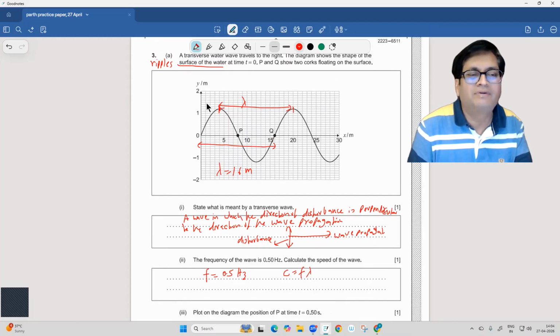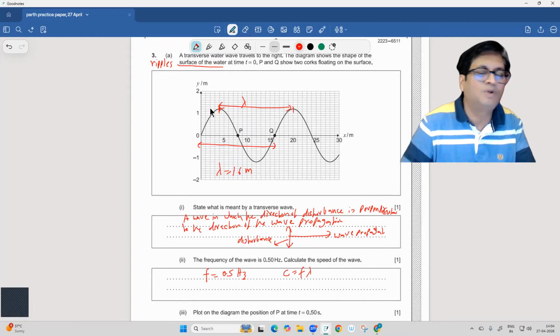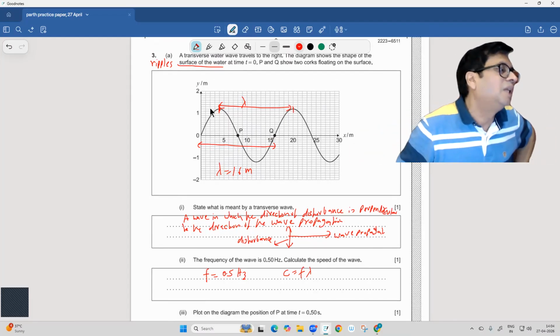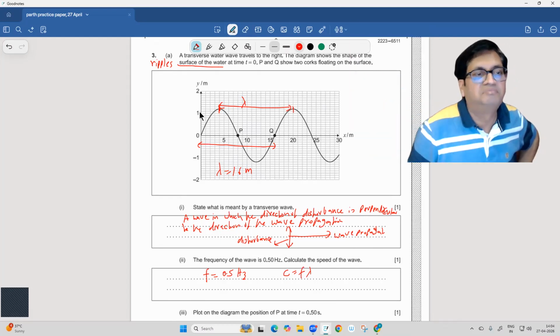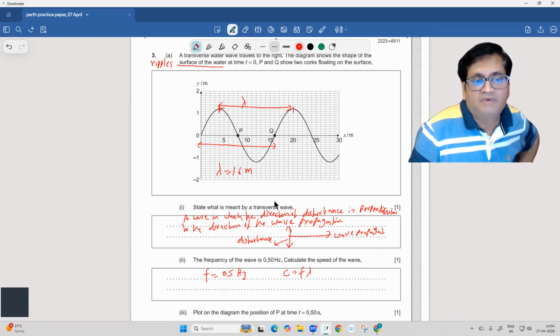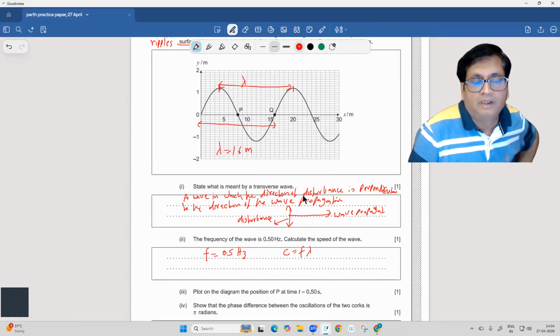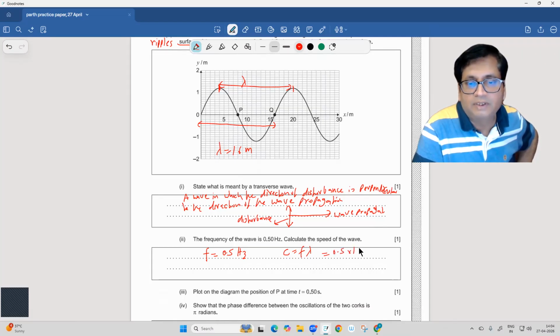So these are not really ripples. Ripples do not have such long wavelength, right? They are like full-fledged waves on the water surface. They have a long wavelength, right? All right. So C is equal to f lambda. We can calculate: 0.5 into 16, which is 8 meters per second. That becomes our answer.